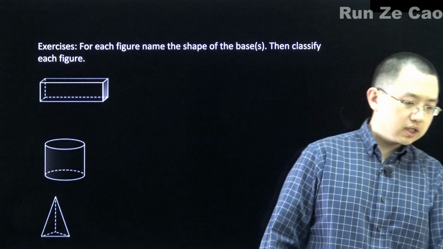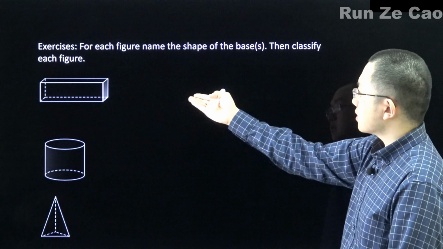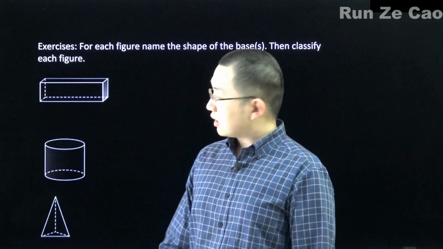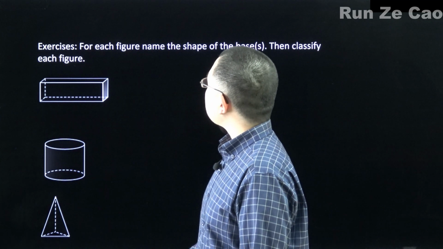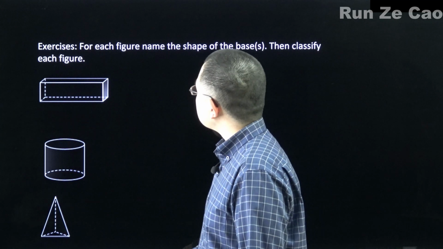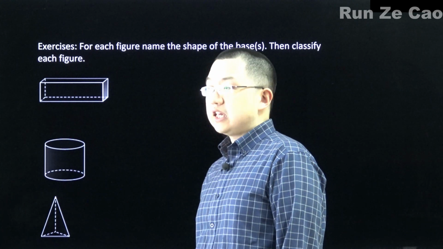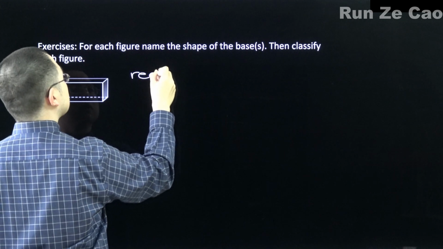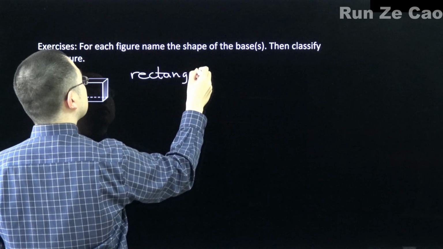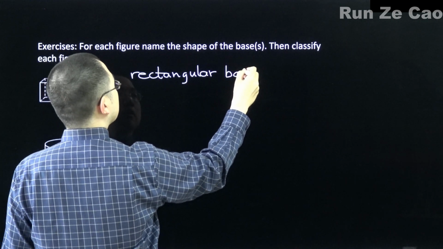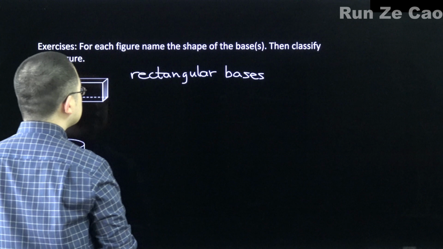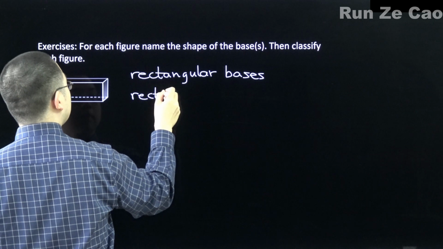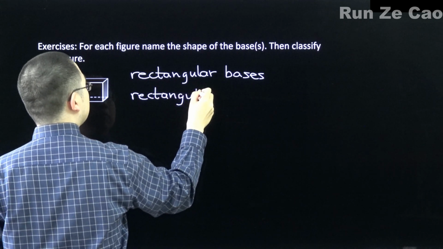Alright, what are the shapes of the bases in these? Well, here you can say that the ends are the bases. You can say, well, really any pair of sides that oppose each other are the bases. But the shapes of the bases are still rectangles. Rectangular bases. And this is therefore a rectangular prism.